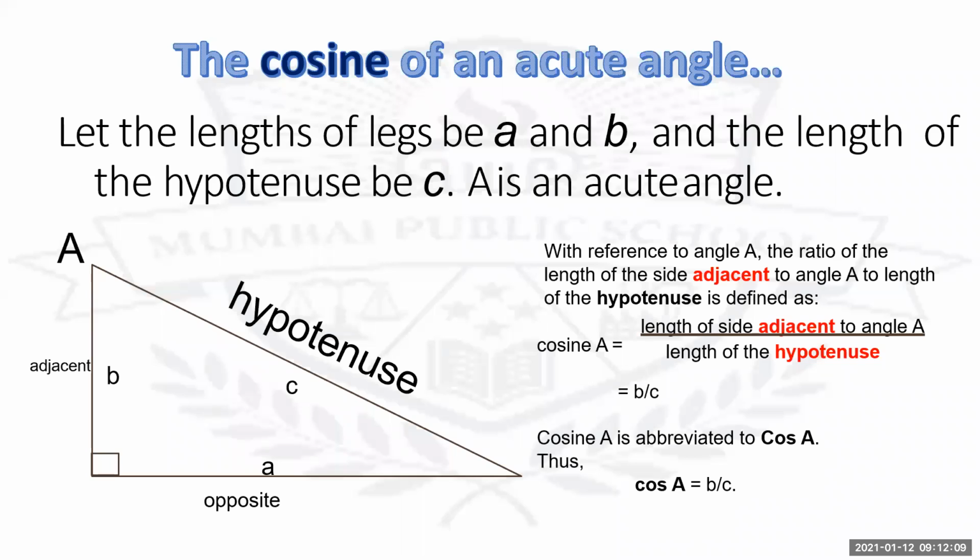Cosine A is abbreviated to cos A. It is read as cosine A. You don't read it as cos A. In short, it is written as cos A. So this cos A equals b upon c.